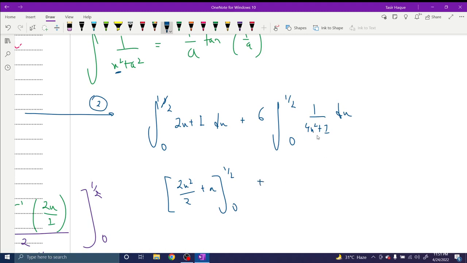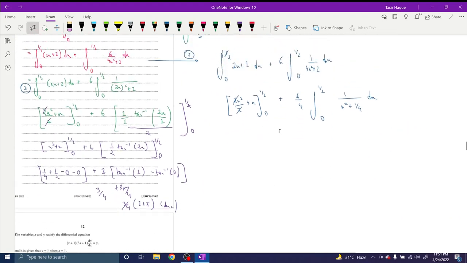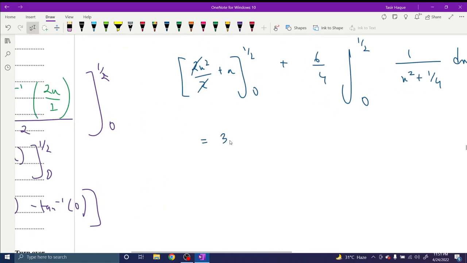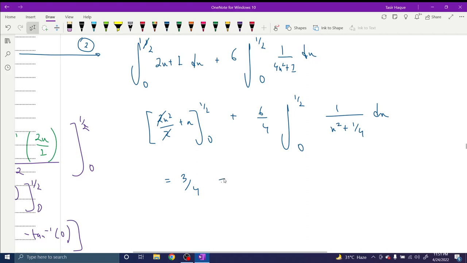Right, so let's take the 4 out. If we take the 4 out, what do we end up with inside? 1 divided by x squared plus 1 by 4, right? What was this answer when we applied the limits? It was 3/4, right? So 3/4 over here. 6/4 can be written as 3/2. I just reduced it. Half 0. Now we just need to edit this a bit. We can write this as 1 divided by x squared plus half square dx.